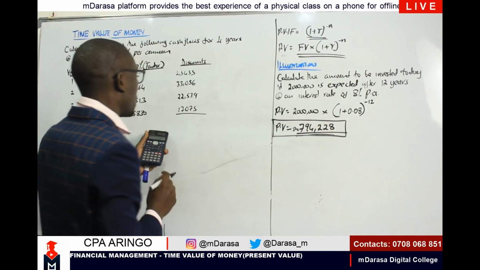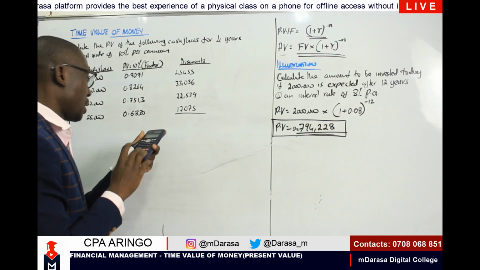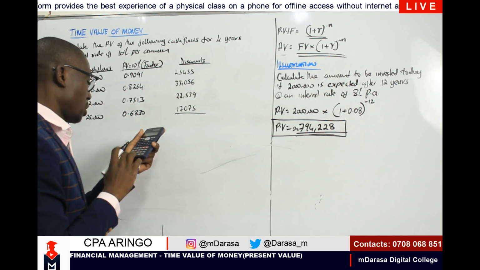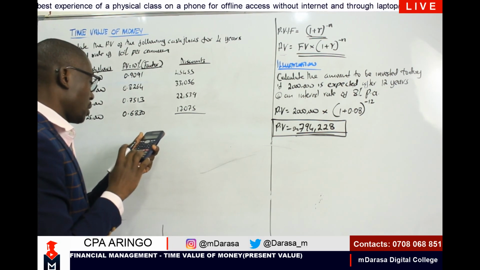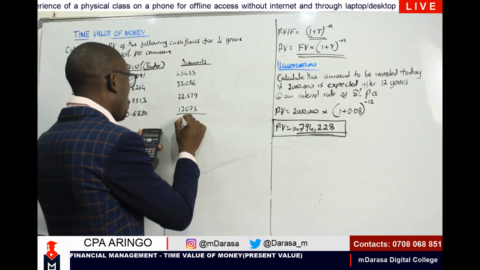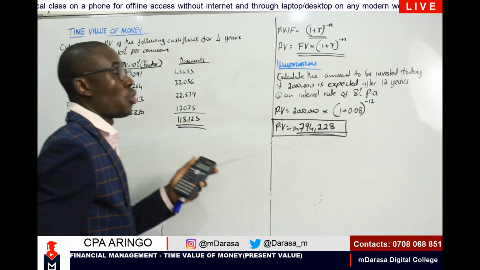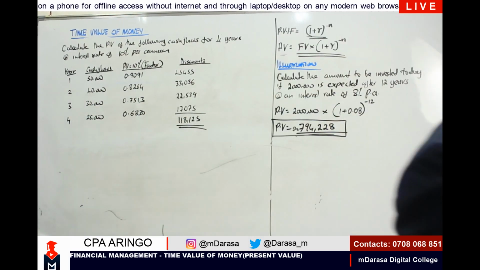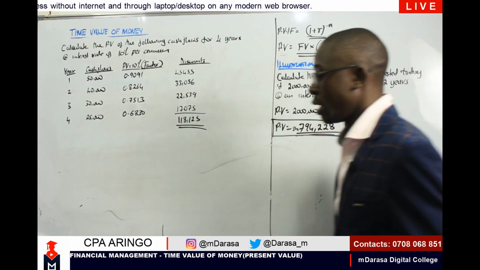So therefore, as at the end of the period, we should be talking of 17,075 plus 22,539 plus 33,056 plus 45,455. So that should give us a figure of 118,125 as at the end of the 4 years. So basically, at that point, we have talked of irregular cash flows.